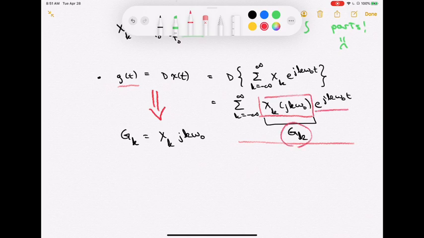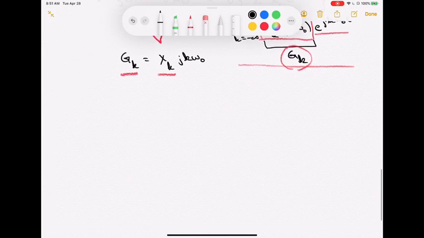So in a way, I've kind of already just proven in an indirect way the differentiation in time property, but it does tell me that, hey, if I can find g of k, I can get x of k for free just by multiplying or dividing, depending which one you want to get, by the factor jk omega naught. That seems to be a good deal in the bargain. Let's go ahead and sketch out what the signal g of t looks like.